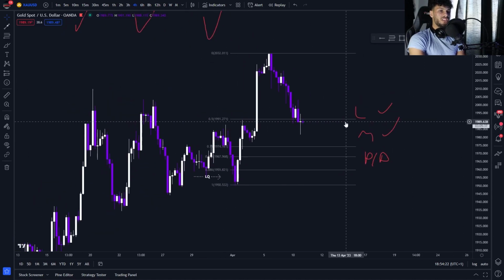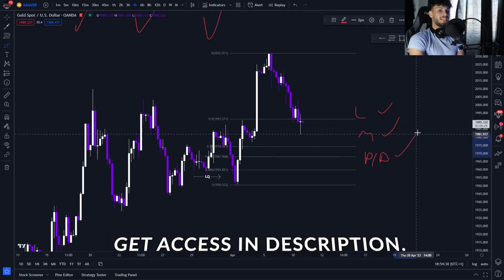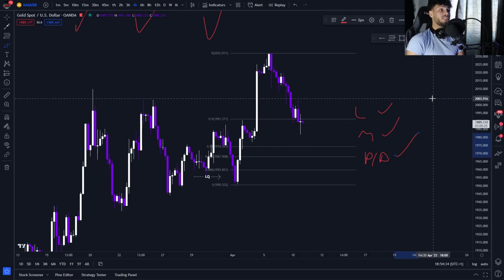So does this setup tick liquidity grab? Does it tick in line with market structure? And does it tick that it's in a premium or discount? Yes, it ticks every single one of these. So therefore, this setup is valid.